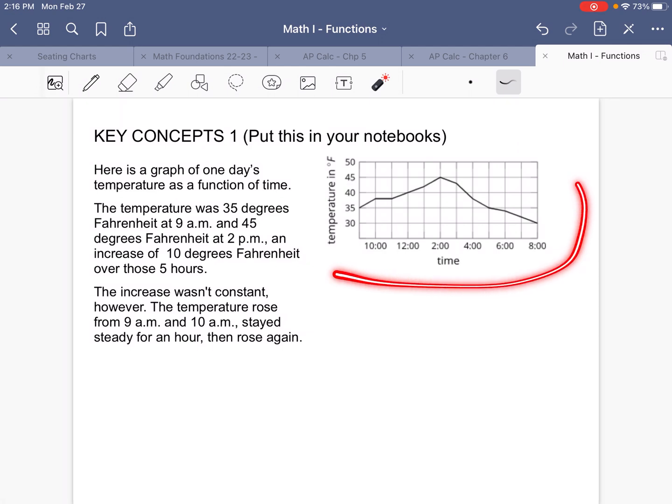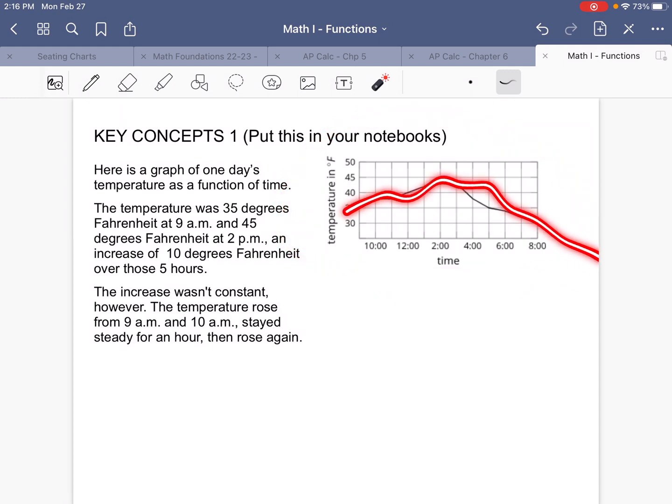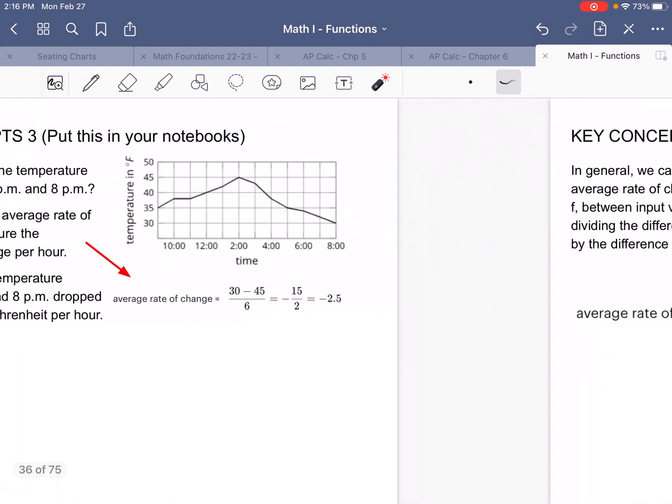So the first idea that we really need to figure out is average rate of change. If we look at the graph of one day's temperature over time, the temperature changes and fluctuates, but not consistently. It's not a perfectly straight line. To say how fast something is changing, you're usually finding the slope of whatever line we're looking at. But again, this thing is not a straight line. So we have to use the idea of an average rate of change.